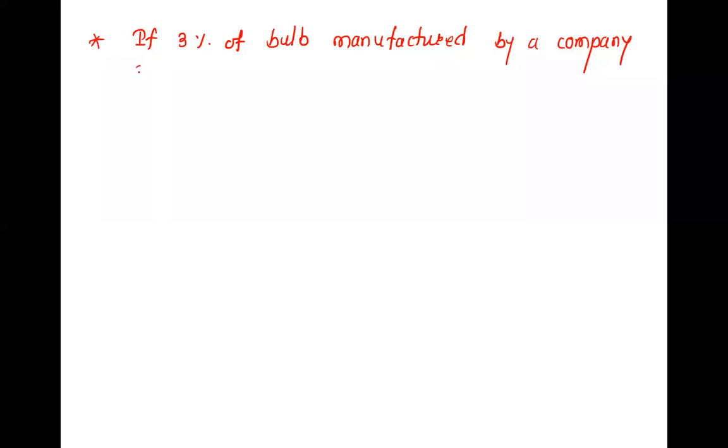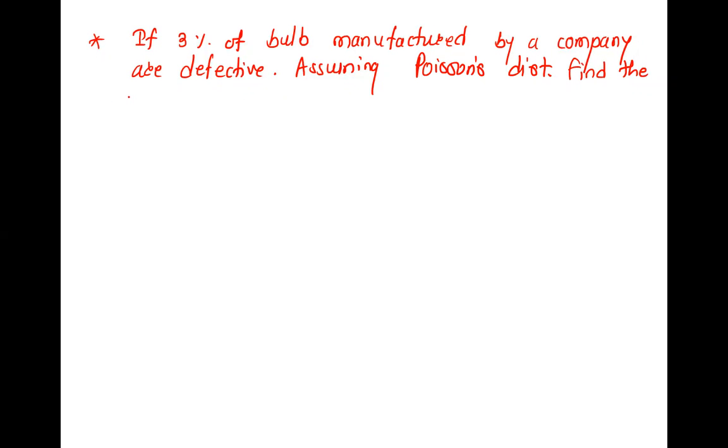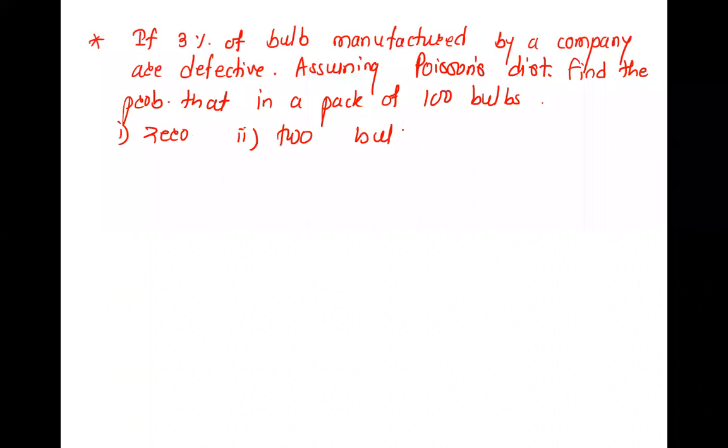If 3% of bulbs manufactured by a company are defective, assuming Poisson's distribution, find the probability that in a pack of 100 bulbs, first 0, second 2 bulbs are defective.